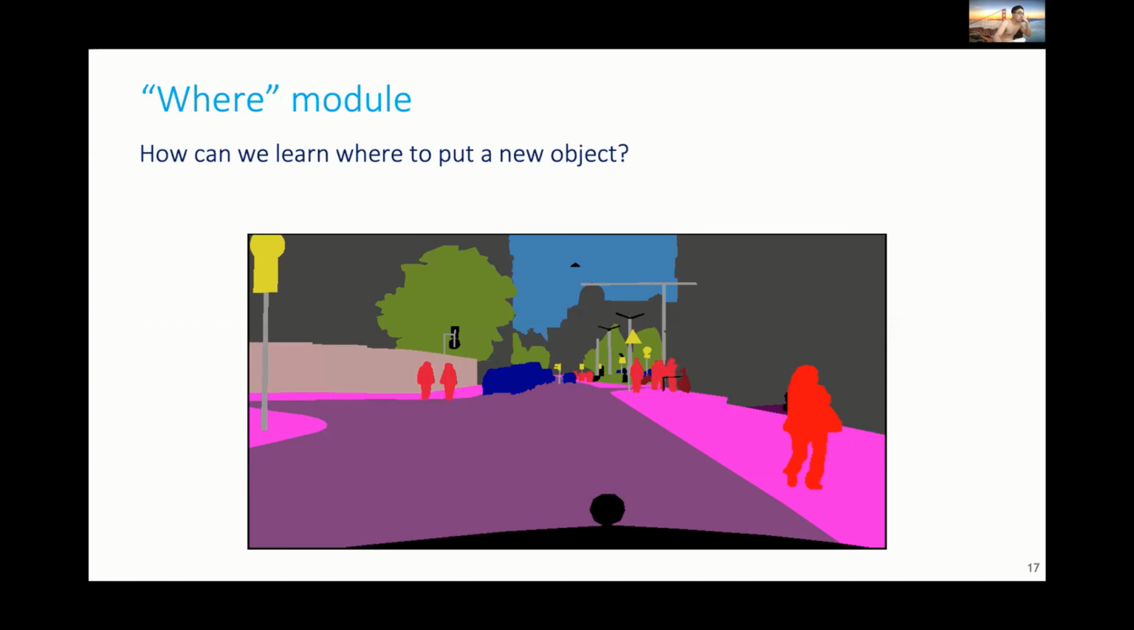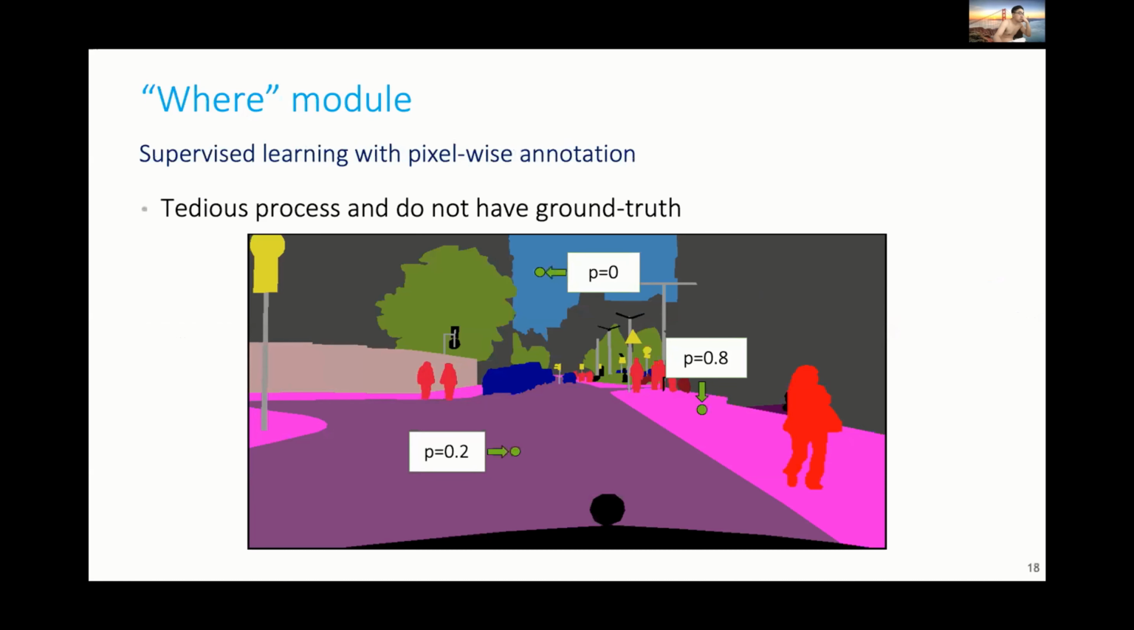Okay, so the first thing we need to build is a where module. You may think that we can label the data and learn from that. For example, we can ask someone to label data and put some probability, say with high probability we can synthesize the object at this location, and zero probability at the sky, and some probability on the road because people do appear on the road from time to time. But the problem is that it's a very tedious process, as you know. And sometimes we don't even have a ground truth, because it would be very difficult to define the probability.